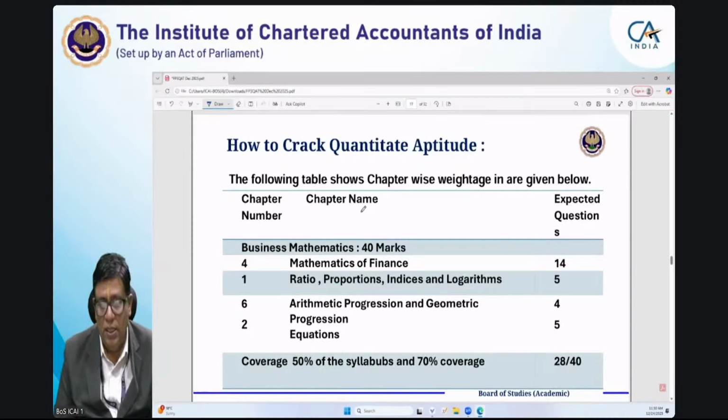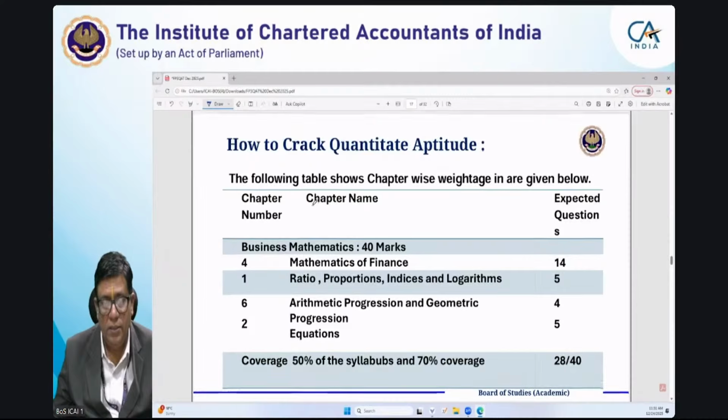Next is the equations chapter, which is also very important. Quadratic equations, cubic equations and some theoretical questions may be asked from the examination point of view. It may be 4 or 5 questions, a maximum of 5 questions expected in the exam. If you sum up these, that is 28 by 40, the coverage is 50% of the syllabus and 70% of the marks, that means 28 of 40 marks.